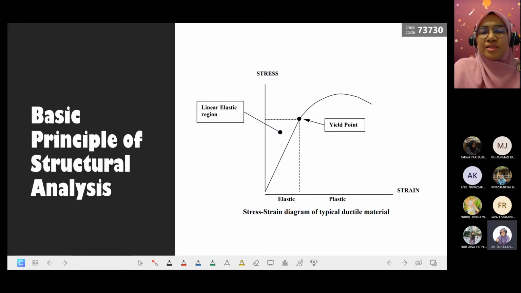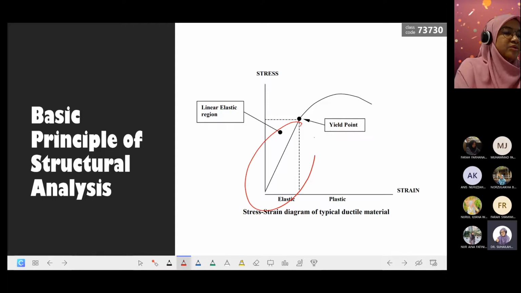So the linear elastic region. Okay, actually in structural analysis for degree level, we only consider this part. This is called as linear static analysis. Okay, linear static means that we only consider elastic region only until the yield point. Because after the yield point, the structure becomes plastic behavior. So we only consider up to this level. Okay, where it is proportional between stress and strain or force and displacement.